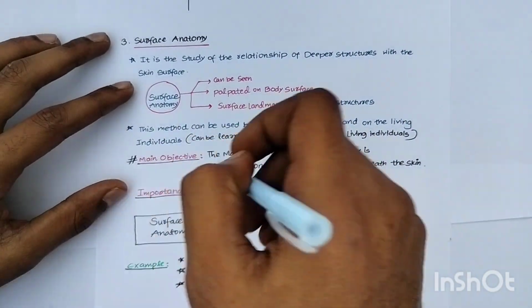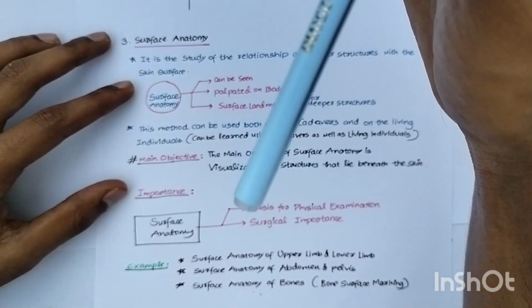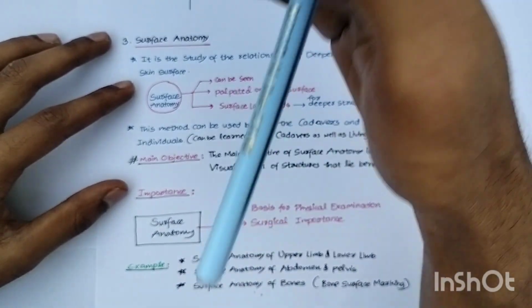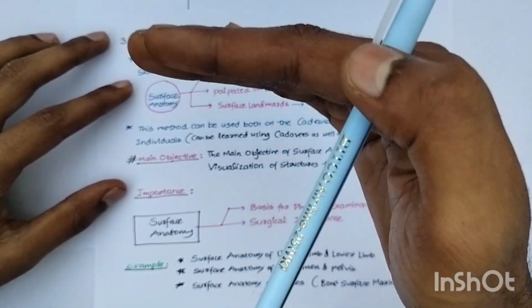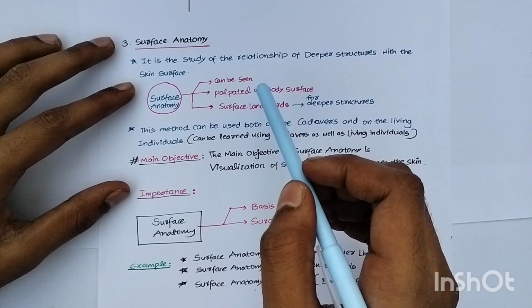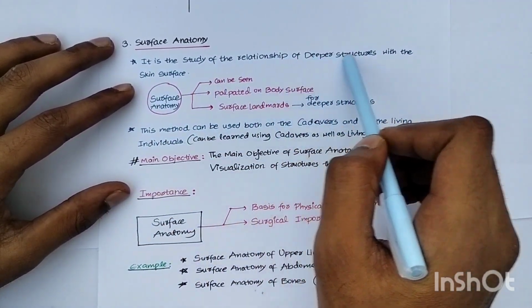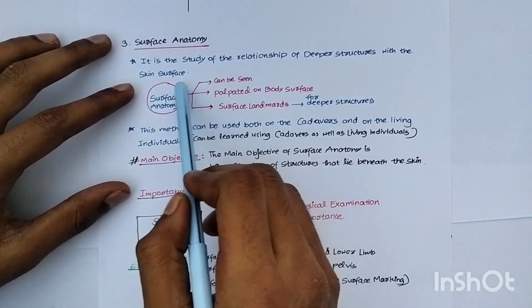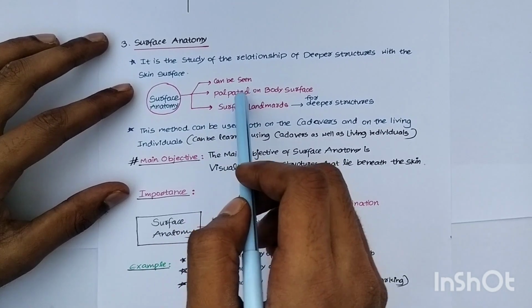In a diagram we studied, no. So deeper structures: first the skin, afterwards superficial fascia, deep fascia comprising oral fascia, afterwards blood vessels, nerves, muscles, bones. So we have studied, right? So it is a structure of deeper structures with the skin surface. So surface anatomy can be seen, right? Palpated on the body surface.